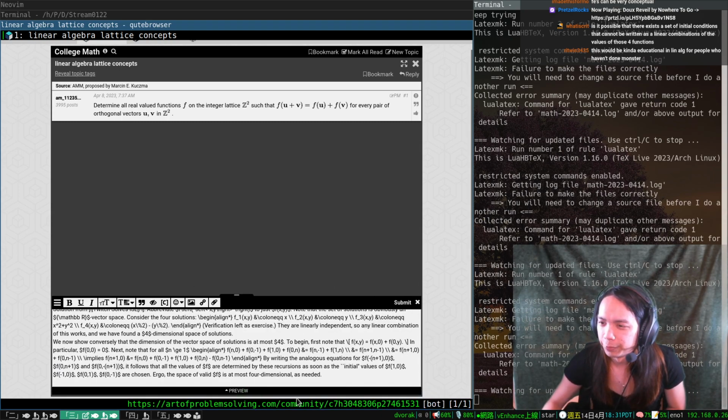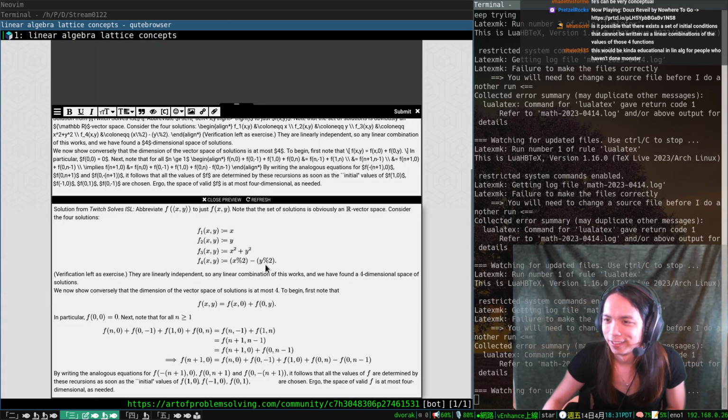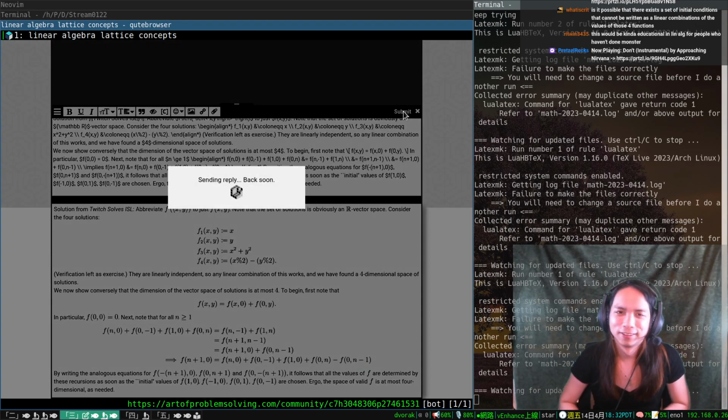Now let's see if AOPS can render the percent sign correctly. Important questions. All right, what a problem.